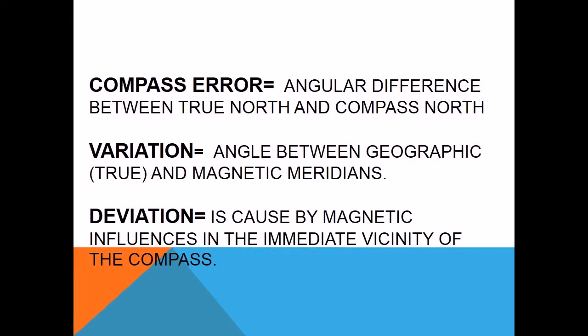Compass error, the angular difference between true north and compass north. Variation, the angle between geographic, true, and magnetic meridians. Deviation is caused by magnetic influences in the immediate vicinity of the compass.